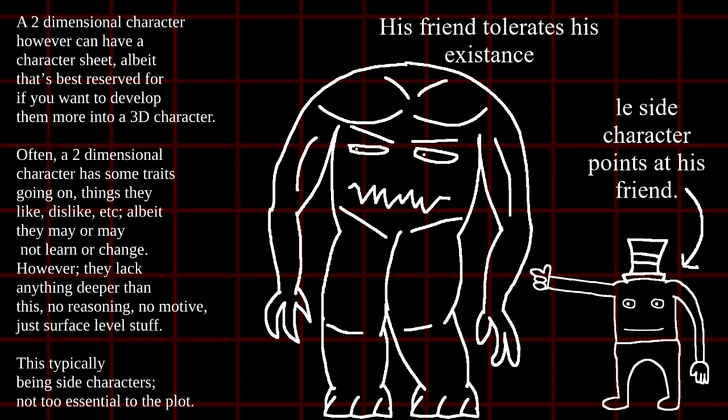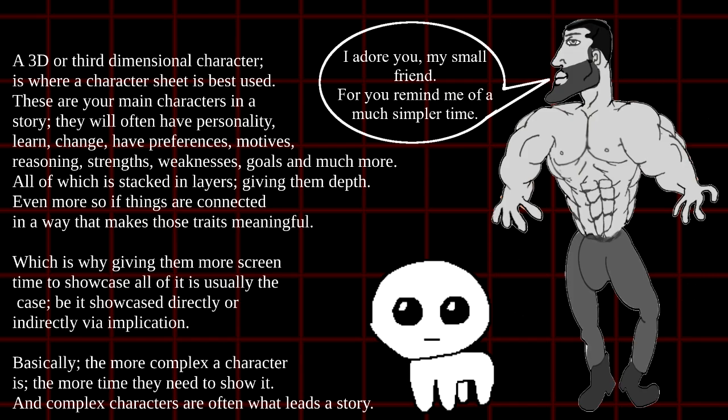Often, a two-dimensional character has some traits going on, things they like, dislike, etc., albeit they may or may not learn or change. However, they lack anything deeper than this, no reasoning, no motive, just surface level stuff. This typically being side characters, not too essential to the plot. Then we have a 3D or 3rd dimensional character. This is where a character sheet is best used. These are your main characters in a story.